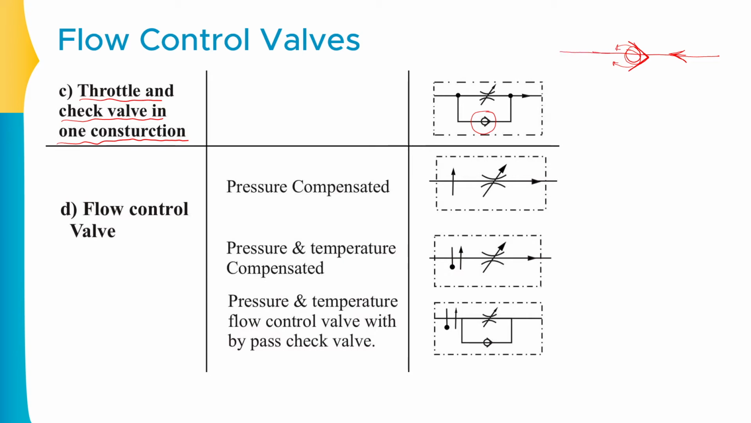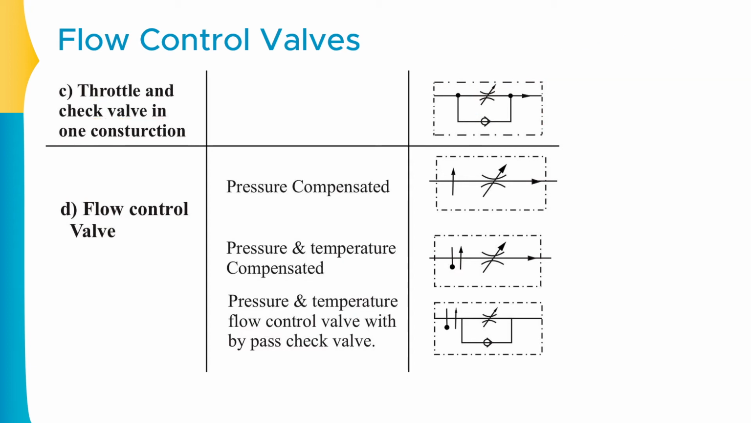But if the flow wants to come in this specific direction, it is not possible, because the ball will close this opening. So this is how the check valve will operate. This is also known as the non-returning valve. Over here, both the throttling valve symbol and the check valve symbol are enclosed in this specific set. So this is combinedly known as the throttling check valve.